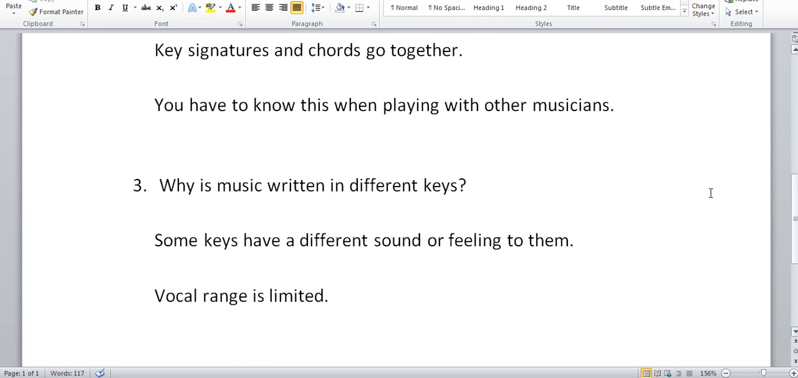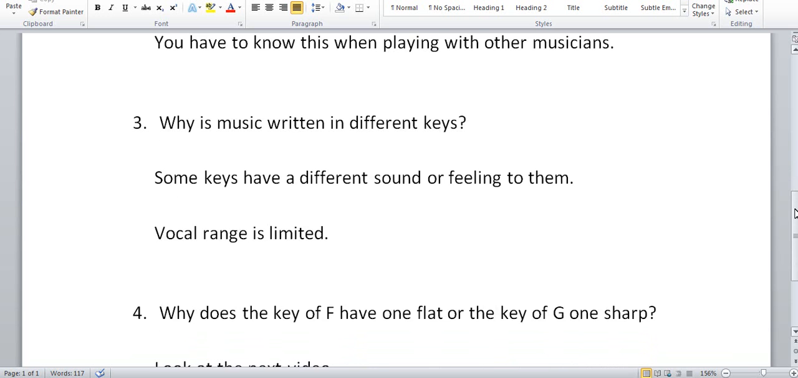And third of all, you have to know this whenever you're playing with other musicians. If I'm going to sit down and play a piece with a singer or a guitarist, and you're going to get to do both those things in this lesson, you have to make sure you're in the same key, or else they're going to be playing different notes than you, and that's going to sound really bad. And I've heard that from amateur musicians all the time.